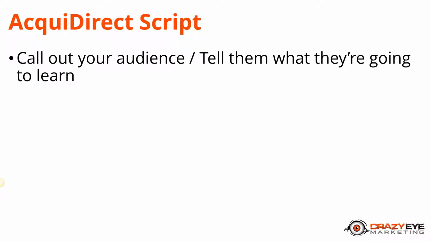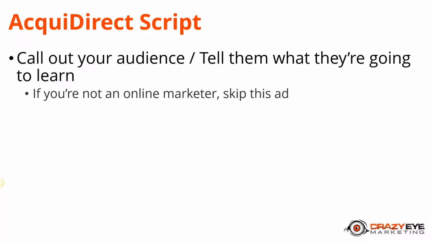So first things first, you want to call out your audience and/or tell them what they're going to learn in this video. One example is, if you're not an online marketer, skip this ad. And it's okay to have people skip your ad, especially if they're not your target audience, because YouTube will charge you after somebody watches 30 seconds of your video, or if the video is less than 30 seconds, if they watch your whole video. So if they're not your target audience, you don't want them to hang around for 30 seconds, so that you don't get charged.